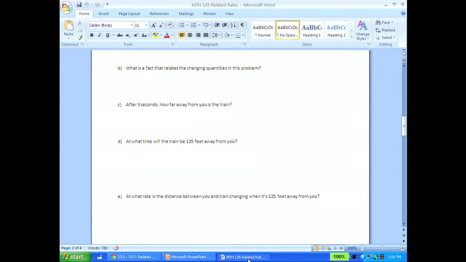Okay, so the next question says, all right, well, could you tell me when the train would be 125 feet away from you? Because apparently at time equals 3, the train is only about 110 feet away from you. That's what we got in the last part. So I say, well, that's not the moment I really cared about. Maybe for some reason I care about when the train is 125 feet away from you. Could you tell me when that is?